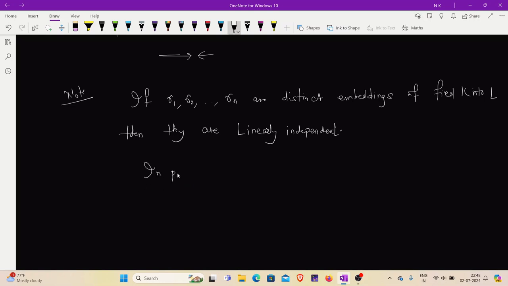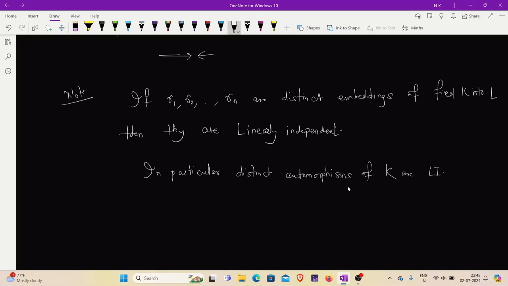So in particular, distinct automorphisms of k are linearly independent. So with this, I stop here.